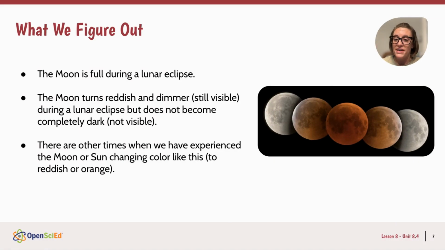What students will figure out in this lesson is that the moon is full during a lunar eclipse. And during this time, the moon turns reddish and gets dimmer, but is still visible. It does not become completely dark like the sun did in the solar eclipse. And then we realize that there are other times where we've seen the moon or the sun change color like this.